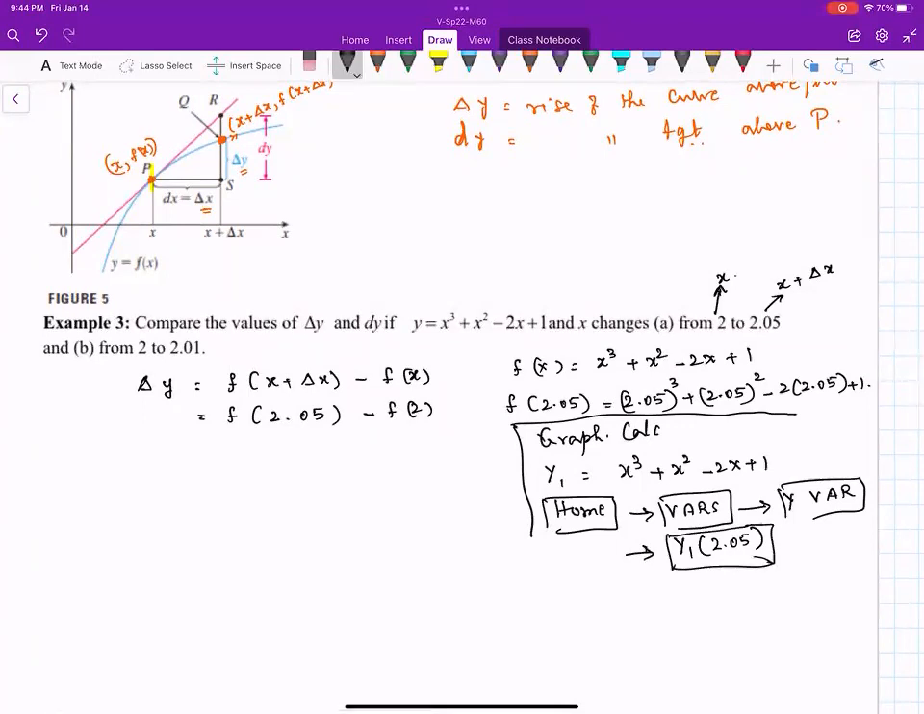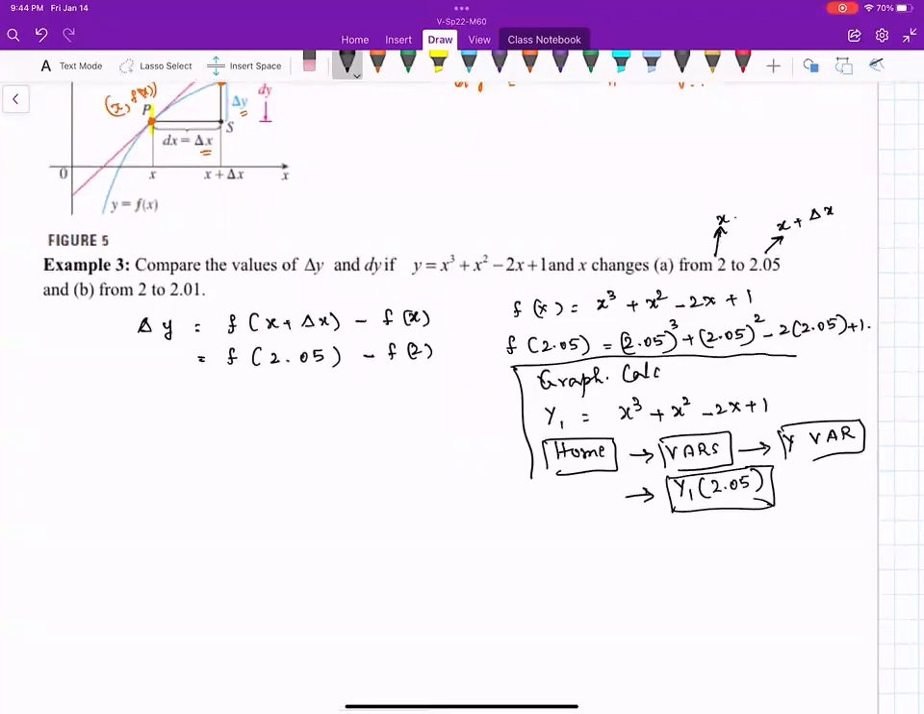Same way you want to do Y1 of 2 as well, because we want to find that out. So in your calculator, it will look like Y1 of 2.05 minus Y1 at 2. Y1 at 2 can be easily evaluated even by direct plugging in here, but 2.05 is not an easy number, so you can actually use the calculator. So it is up to you whether you want to use the calculator or not. It's fine. You can also do this manually. So I'm going to bring that up in my calculator.